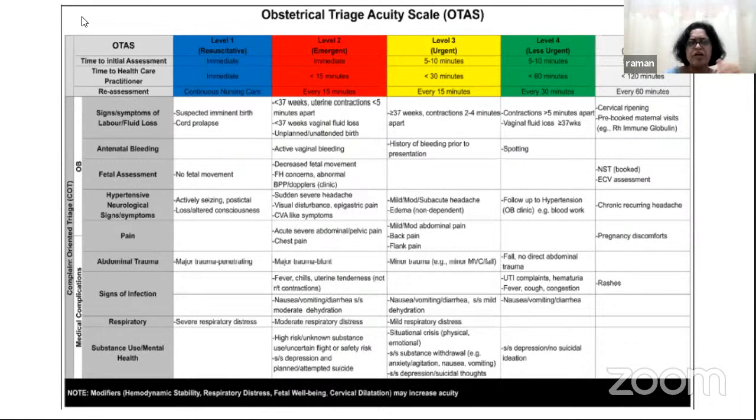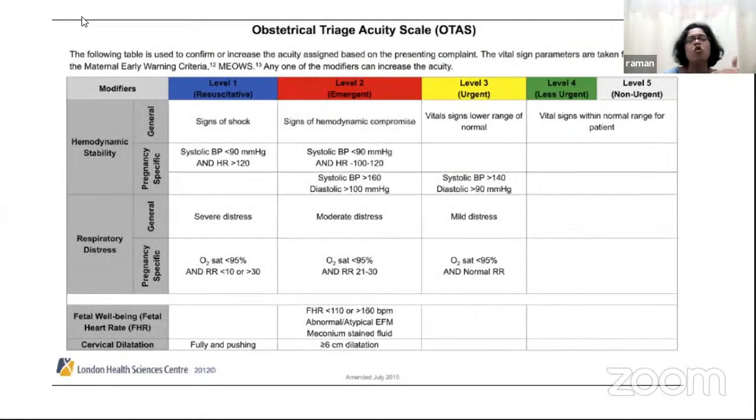So for example, somebody is thinking that the cord has come up, then this would be level one. If somebody is saying, I'm having contractions and it's about 5 minutes apart, then she would come in to level four. But then what they also say is you should need to have modifiers. What are these modifiers? These are basically the hemodynamic stability and respiratory stability, and of course the fetal well-being. So as we said, maternal well-being and fetal well-being comes paramount, and of course then comes labor.